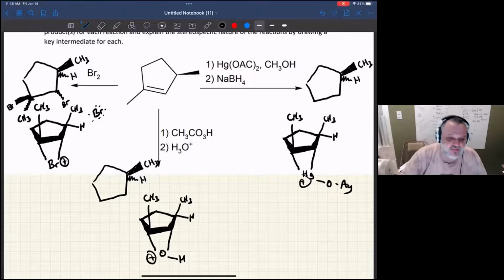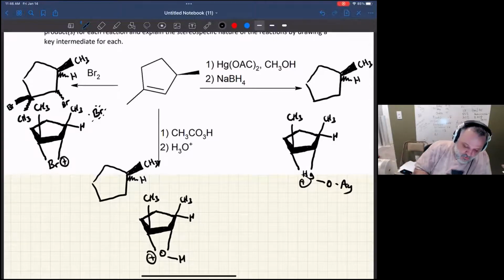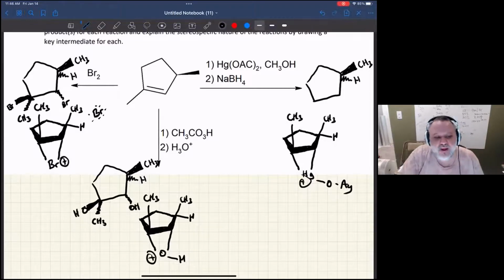And so the same thing is happening with the diol formation. Ultimately, I'm going to get an addition of an alcohol. It has to go the opposite direction as the cyclic intermediate, and so the two OH groups are going to be anti to each other. There's nothing we can ever do about that.